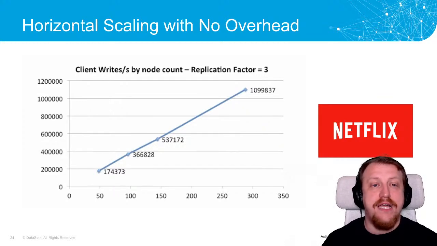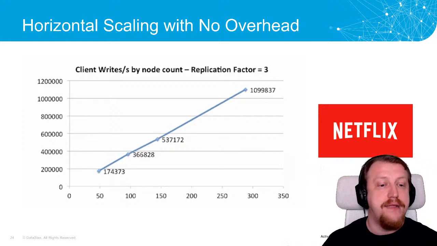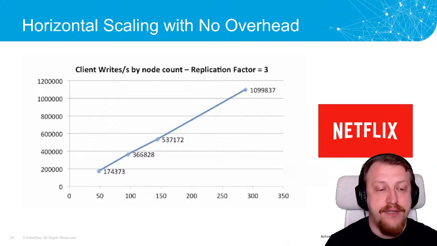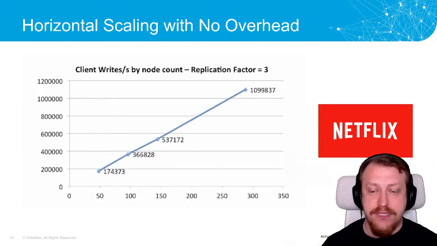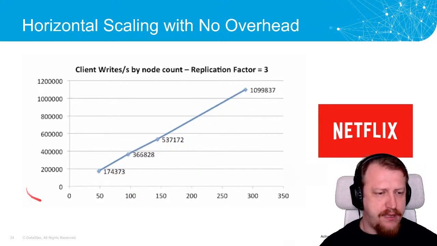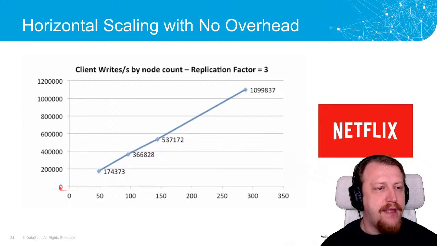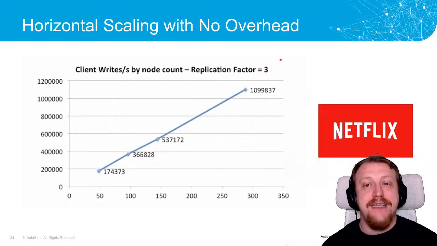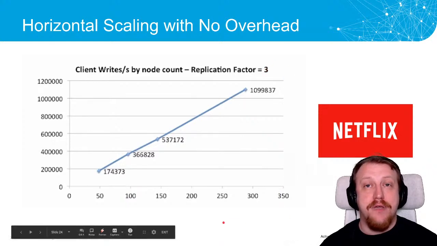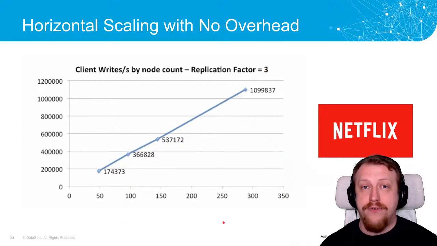That's client writes by node with replication factor 3, so every piece of data is replicated 3 times. You know what that means already. On the downside, you see the amount of nodes. Here we have the amount of nodes over time, and here we have writes by node count. You see this sweet long line. That means linear scaling. It means we can add more nodes, and it brings no overhead.